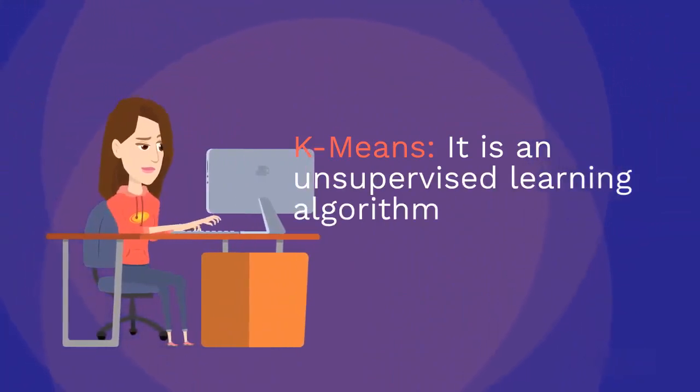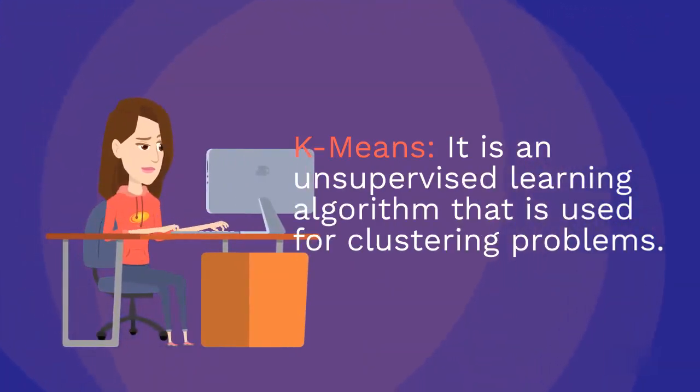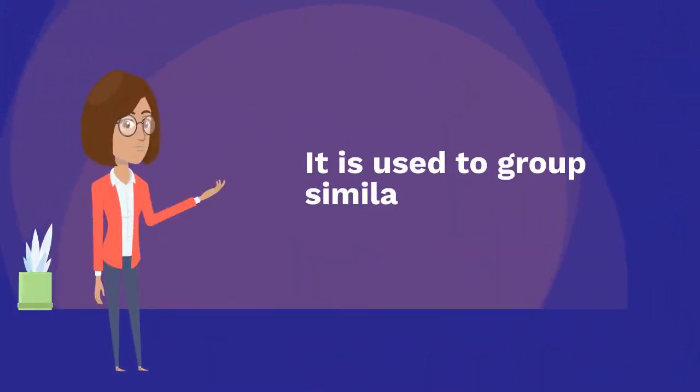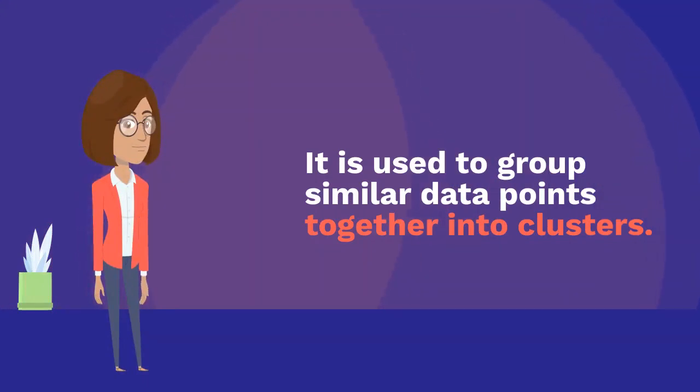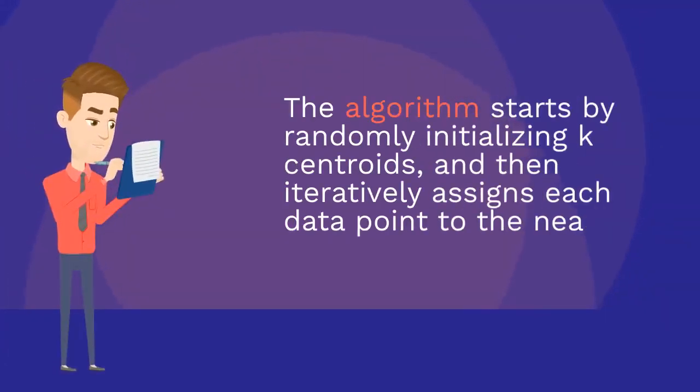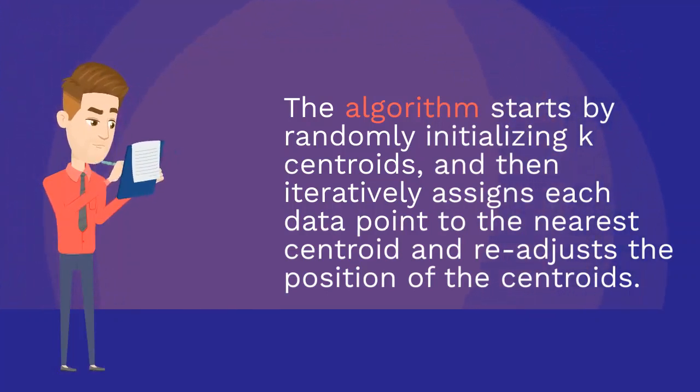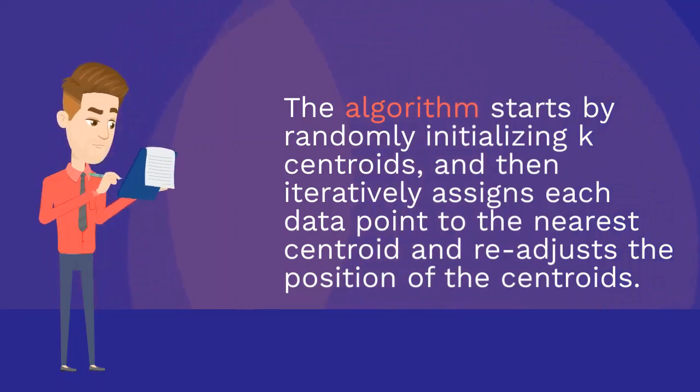K-means. It is an unsupervised learning algorithm that is used for clustering problems. It is used to group similar data points together into clusters. The algorithm starts by randomly initializing k centroids, and then iteratively assigns each data point to the nearest centroid and readjusts the position of the centroids.